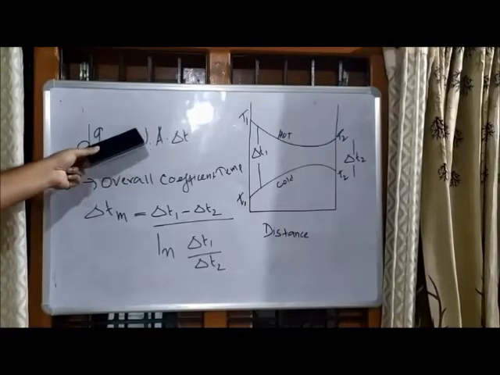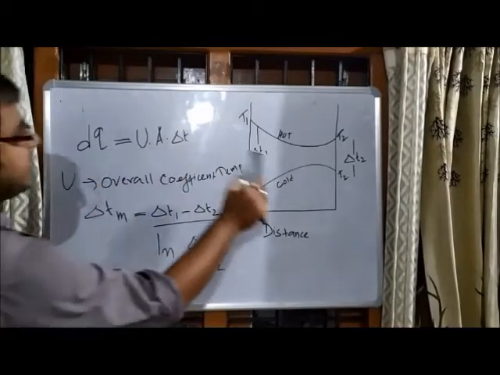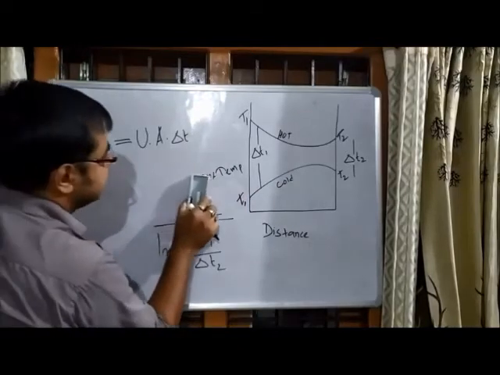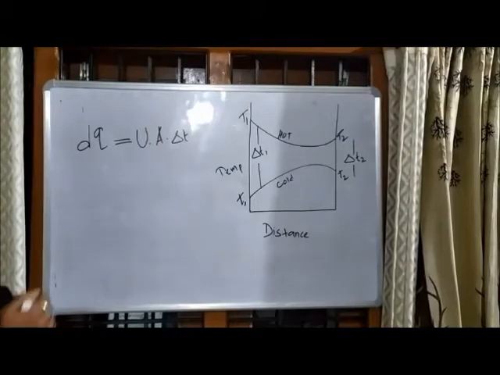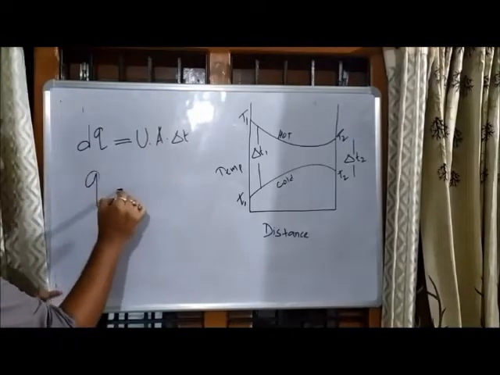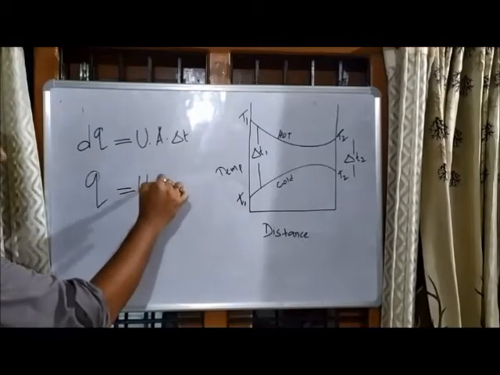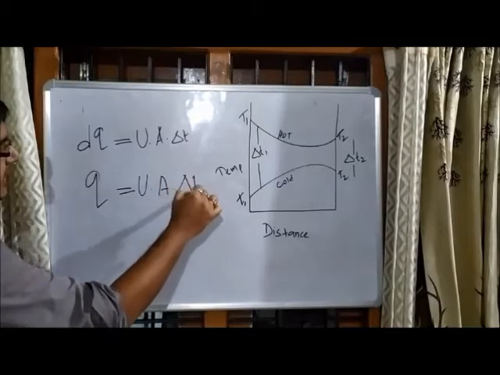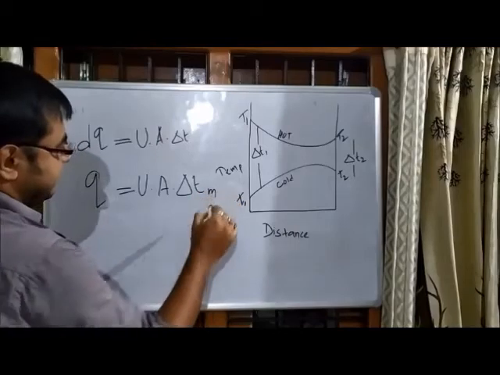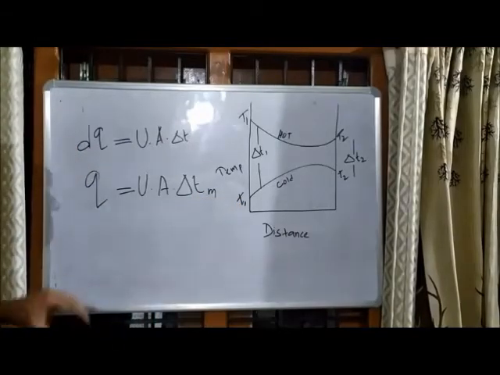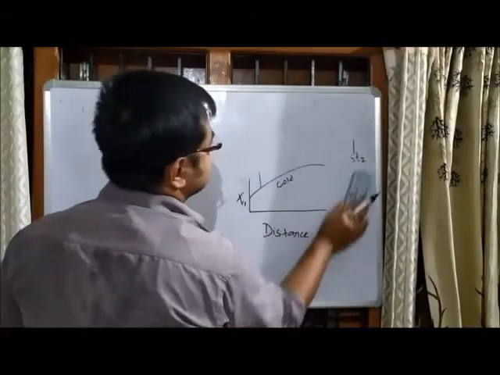So the heat transfer equation in the parallel heat exchanger, which I have shown you, can be simply written as Q is equal to U dot A dot delta Tm. Delta Tm we have already derived. So this is the heat exchange process in a parallel way.